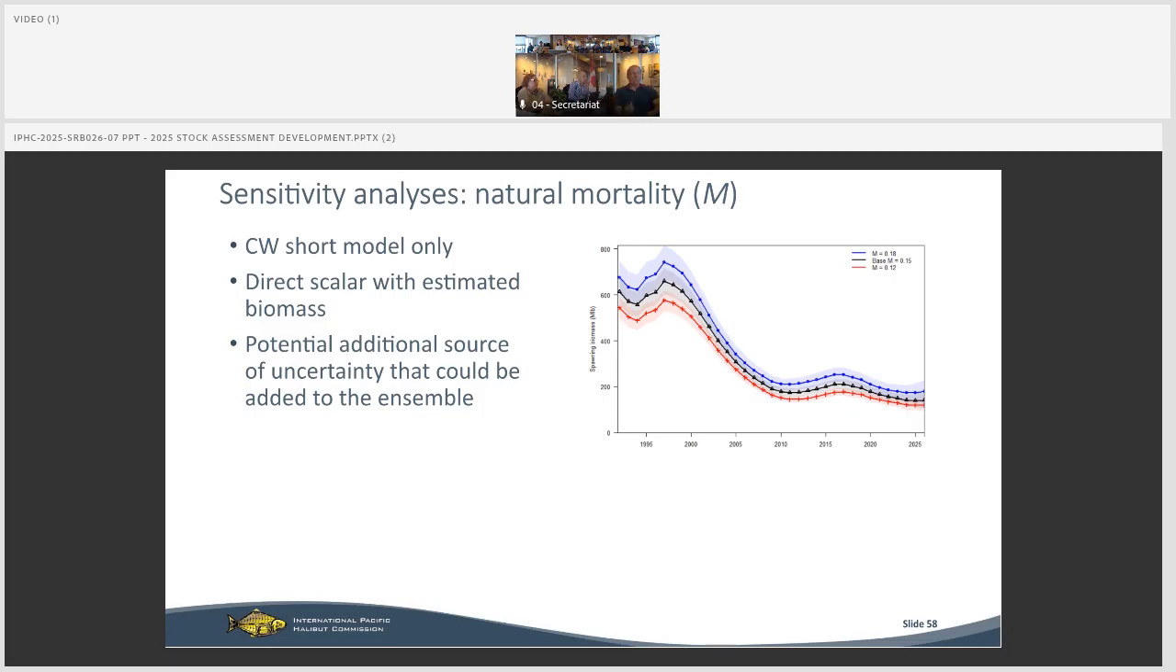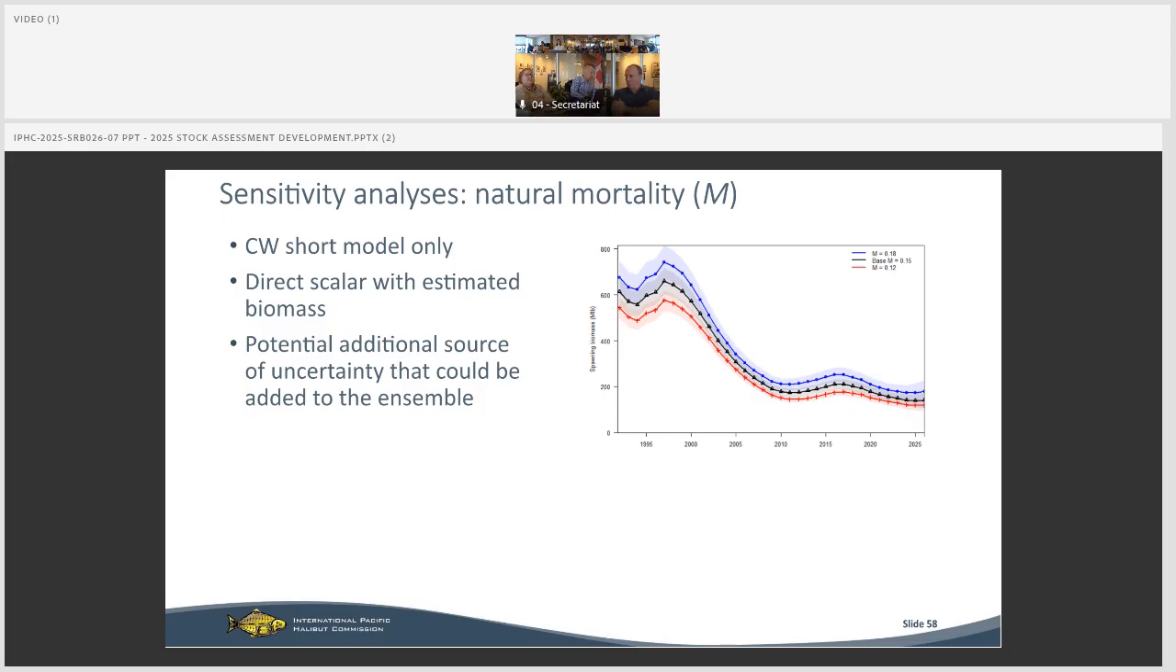I think this would be potentially a smaller effect because it's only 1 out of 4 models, but it will have an effect. If this model looks more productive, it will change, especially the lower tail in the decision table. The probabilities of low biomass will be less because this will get direct scaling. So it's not without implication for the process.